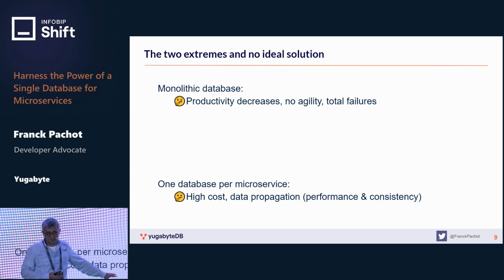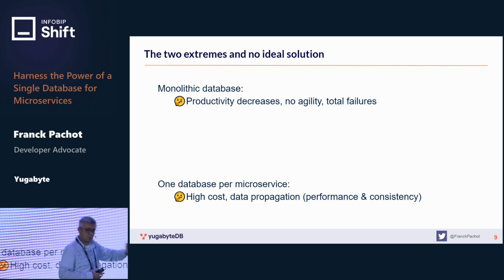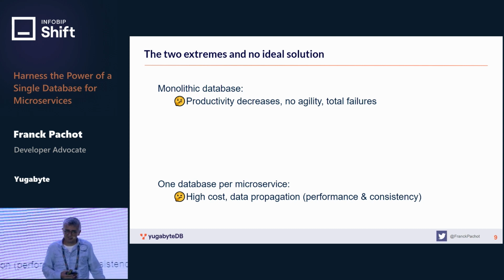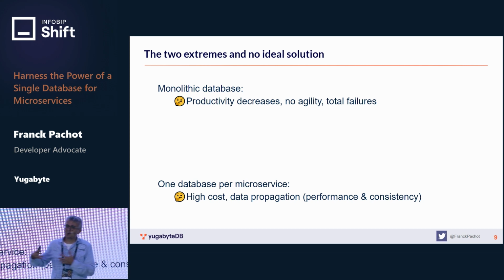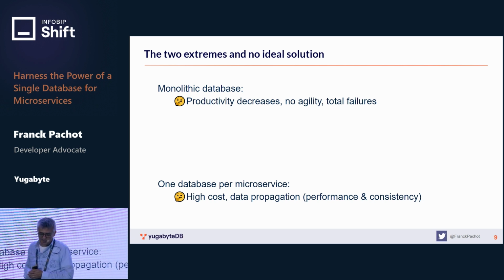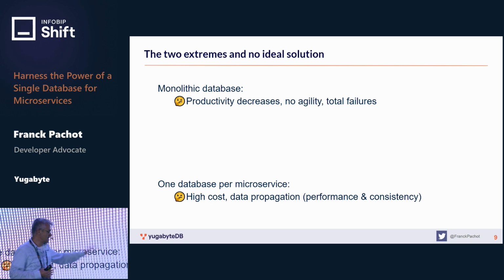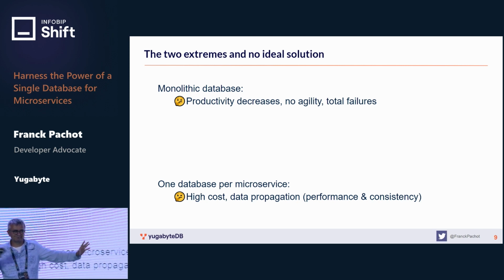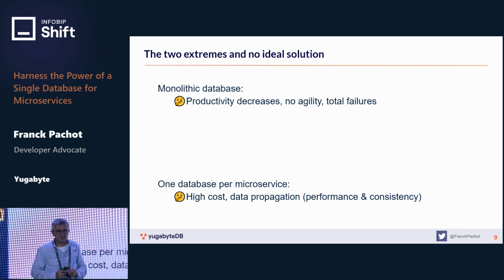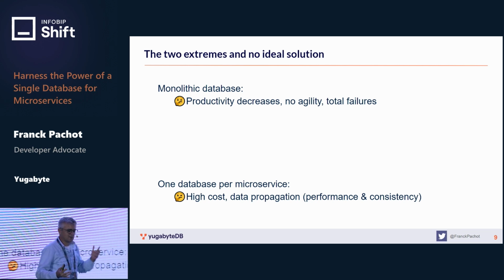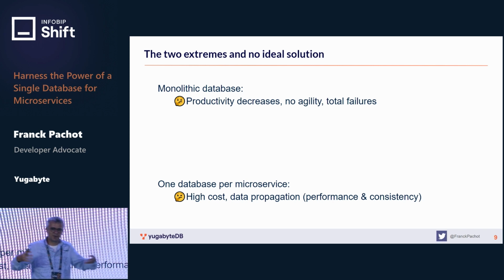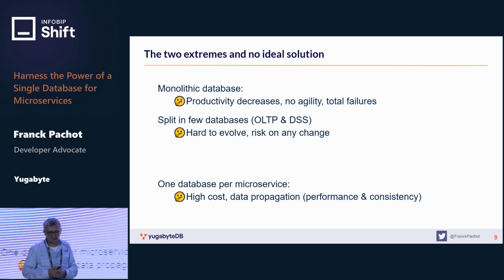The other extreme is one database per microservice. This has a cost. This uses a lot of resources. You see that in the cloud provider bill, for example. You need also to think about consistency, because this data that is shared by multiple services, you need to think how to share it while keeping the decoupling, but keeping it consistent.